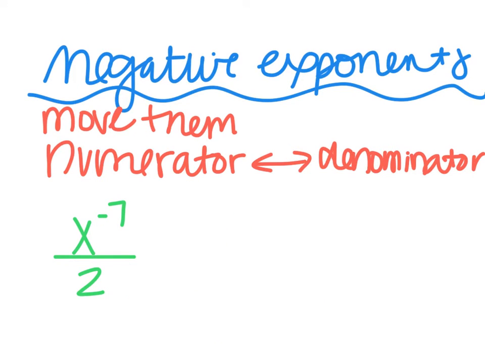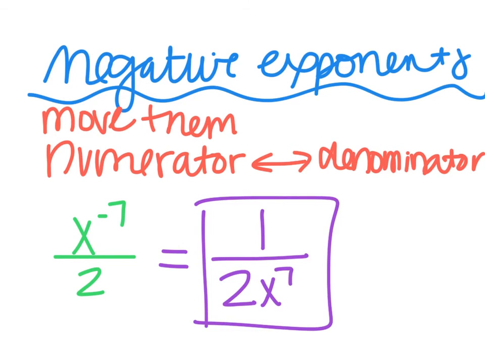Recall negative exponents. What we said is that they're unhappy. And so in order to make them happy, to make them positive, we need to move them. So if they're in the numerator, we need to move them to the denominator. If they're in the denominator, we need to move them to the numerator. So I have x to the negative 7th. Currently, this is unhappy, so I need to put it in the bottom so it will be happy again. I'm going to leave everything else where it was. There's nothing on top, so I'm going to put a 1 there. So that would be my final answer.